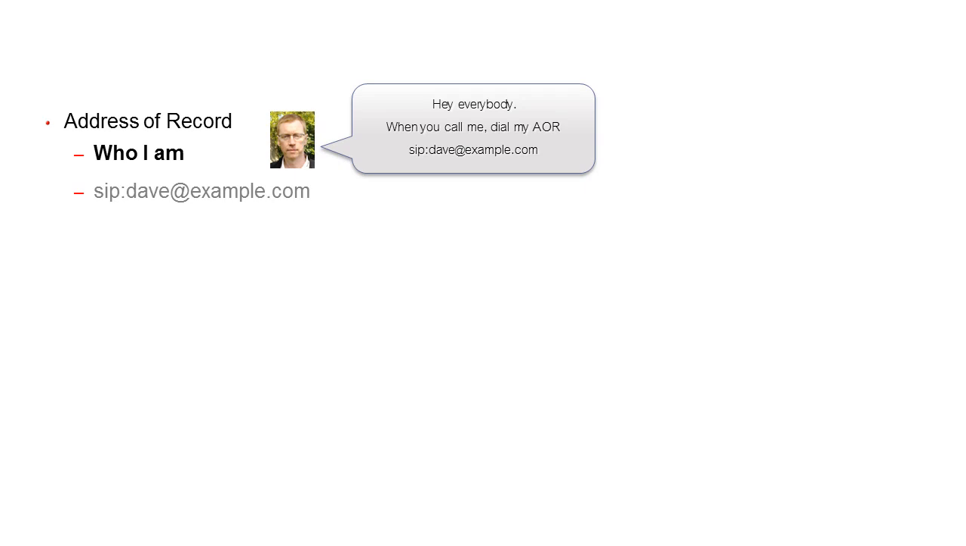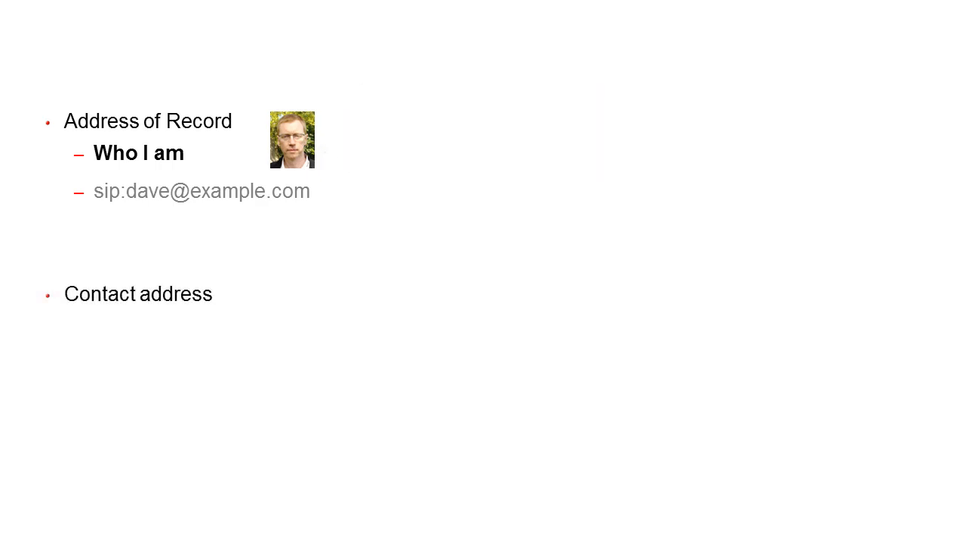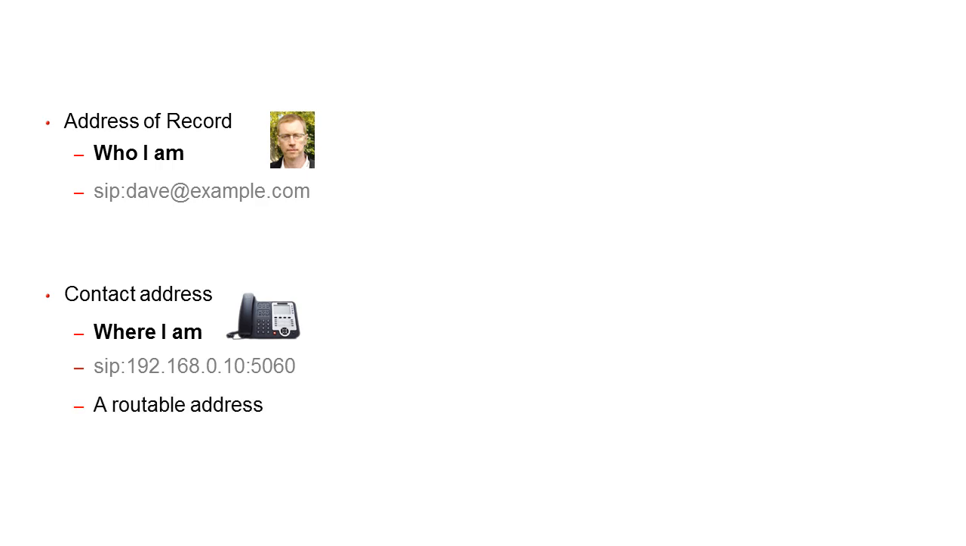It comprises a username and a domain name. The contact address is the where I am address, the physical IP address of my device. Whilst the contact address is directly routable, to be of any real use, the address of record must be resolved, must be translated somehow to a routable contact address. We'll discuss how in the following lessons.